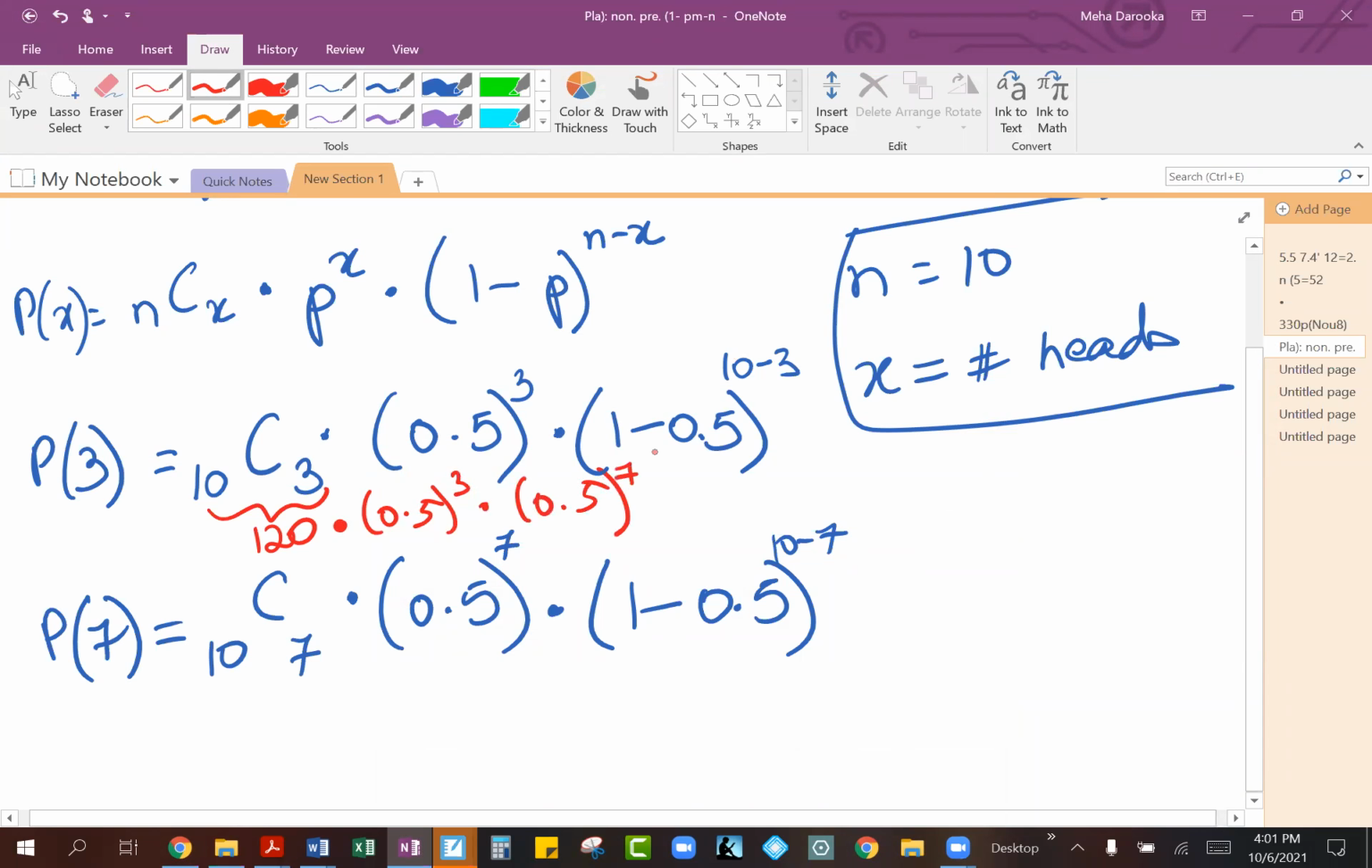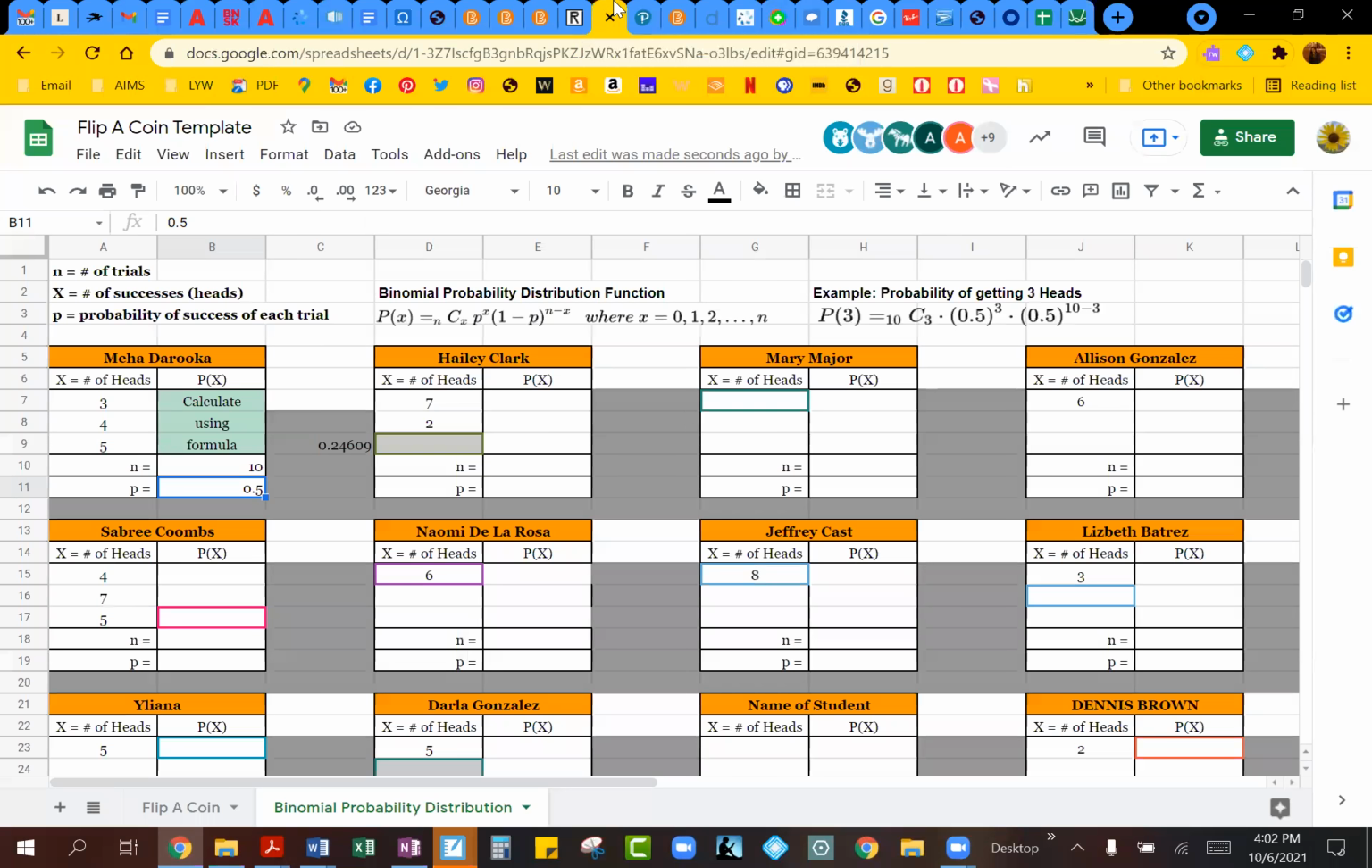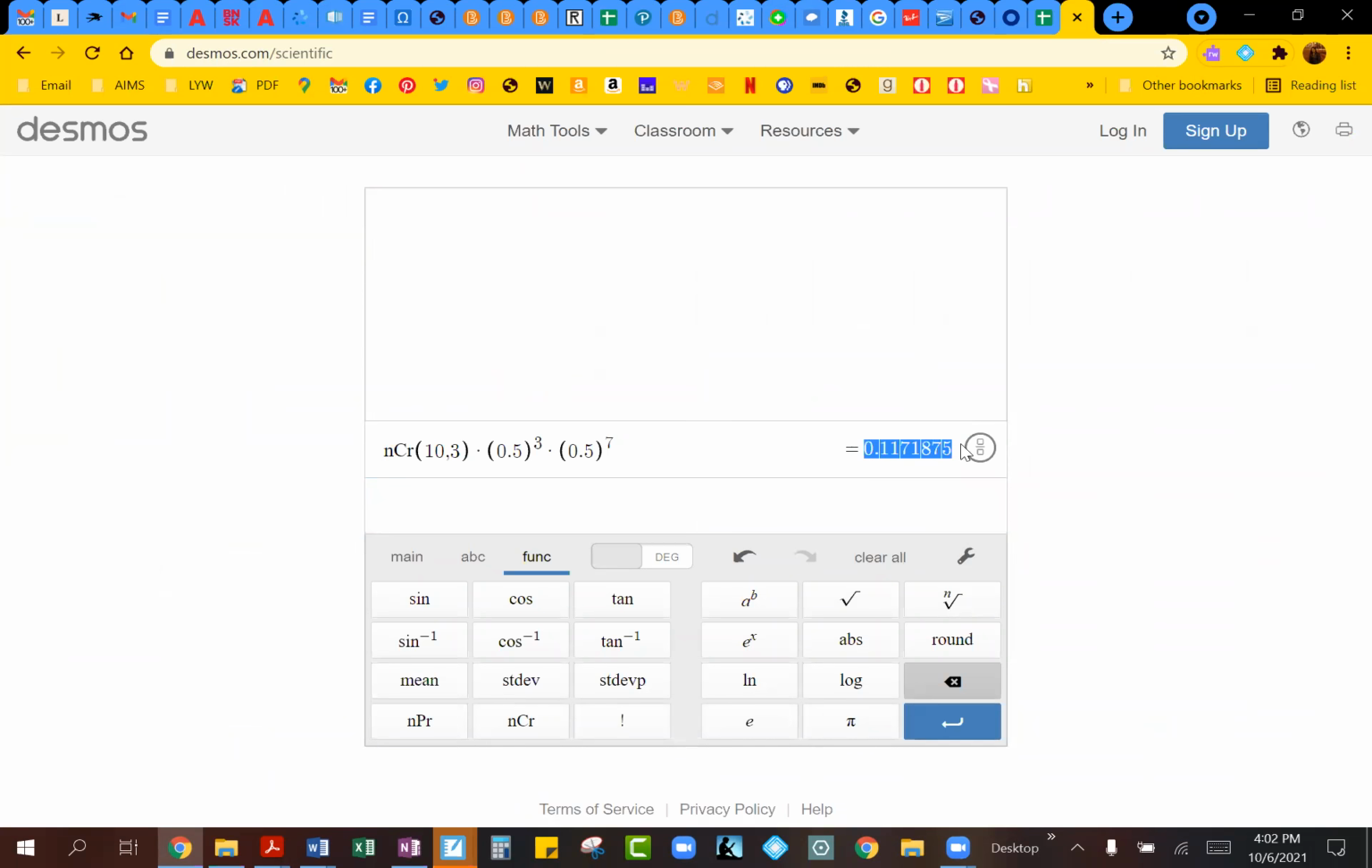Then 0.5, and 10 minus 3 will be 7, so to the 7th power. So then multiply this with 0.5 raised to 3, and then multiply this with 0.5 raised to 7. And you can see I end up getting my probability that way. So this is what you guys will need to do for each of your numbers of heads that you come up with. And that's going to be your probability over here. So like for me, for the number 3, that would be 0.117, whatever this number came out to be.